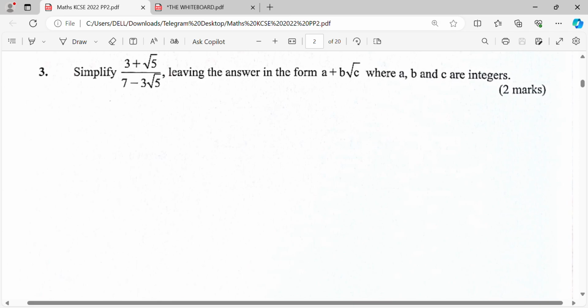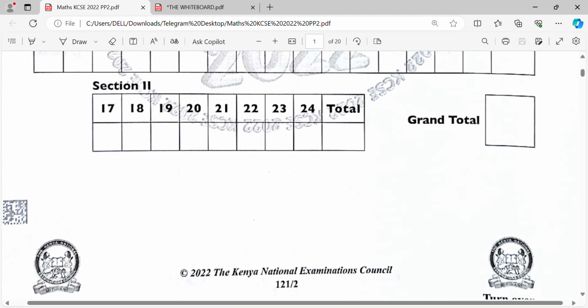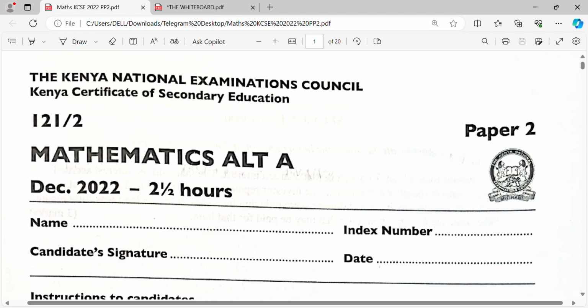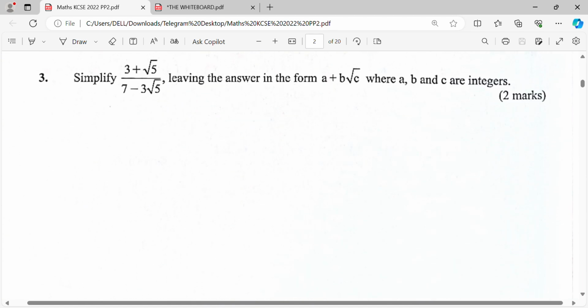Let's check on another example, a KCSE example actually. This is KCSE 2022 Maths Paper 2. Let me show you up here. I think you're able to see it. This is a KCSE exam, the Kenya National Examination Council, Kenya Certificate of Secondary Education, Mathematics Paper 2.